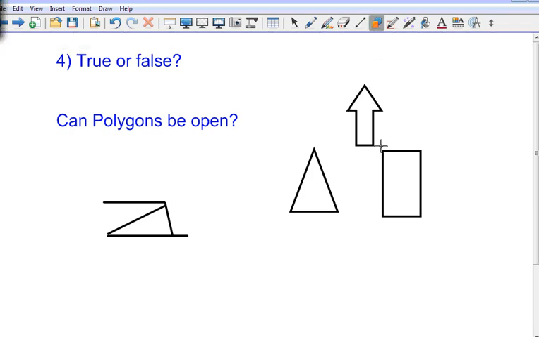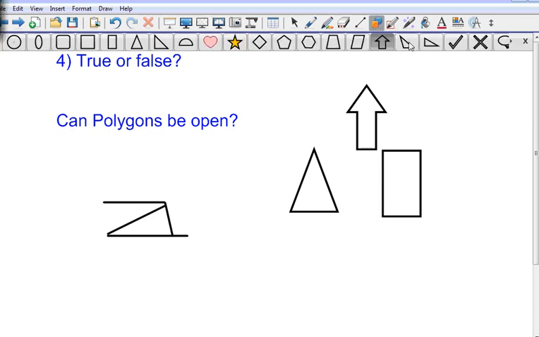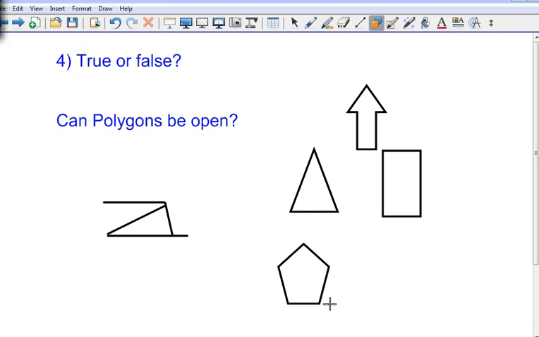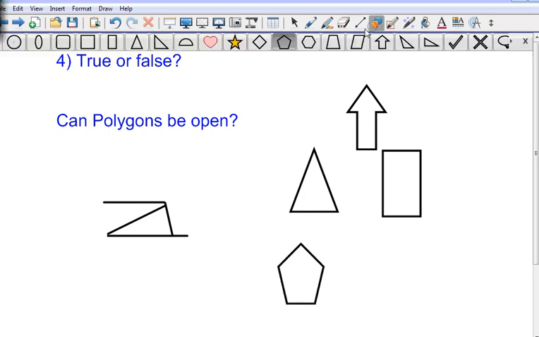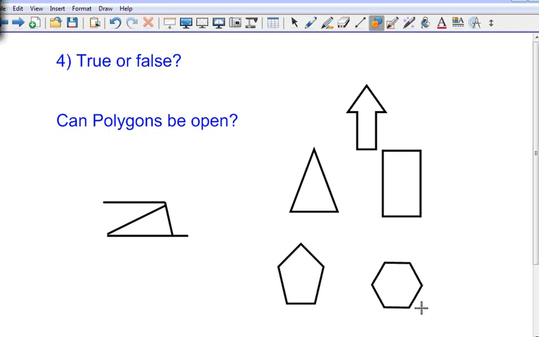This would also be considered an irregular polygon. It's an arrow, but it's not quite classified as anything. This can be called a pentagon because it has 5 sides. This right here is a hexagon because of its 6 sides.